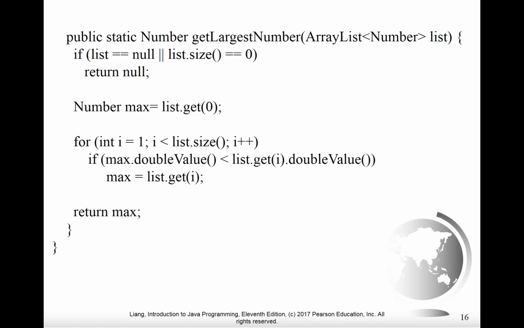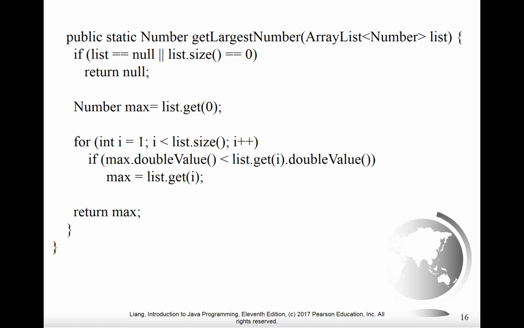The first thing that happens in the implementation is we check to see if the list is empty or if the list doesn't exist at all. In other words, if it doesn't have a reference, if list equals null, that means there is no list. Or if there is a list but the size of the list is 0, then in either case there's no numbers for us to go through and compare and find the largest one, so we simply return null.